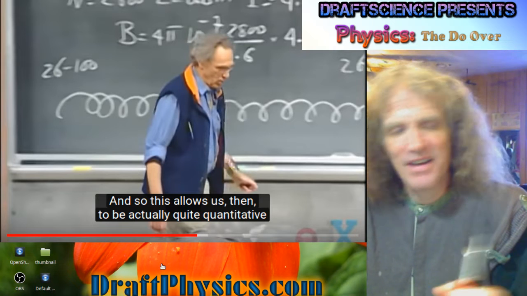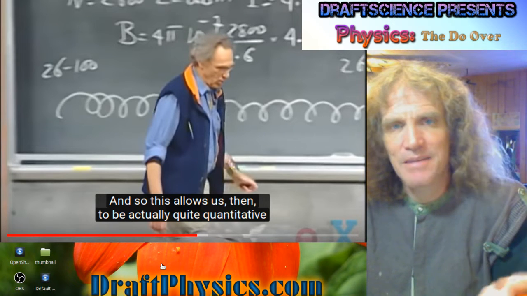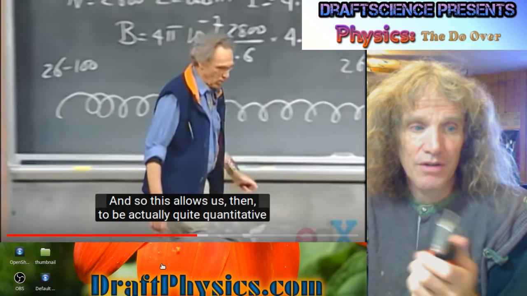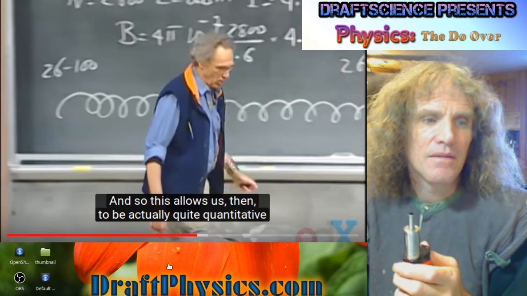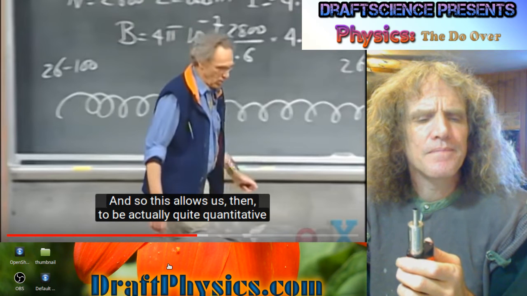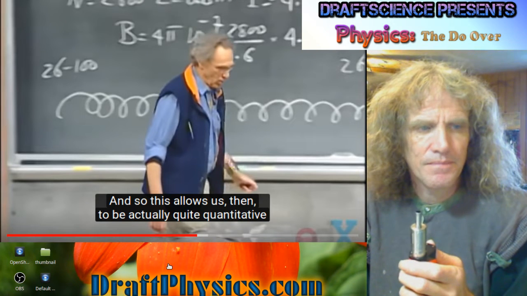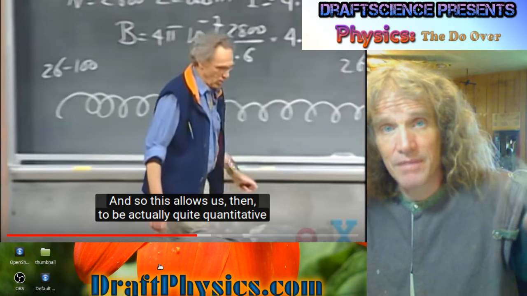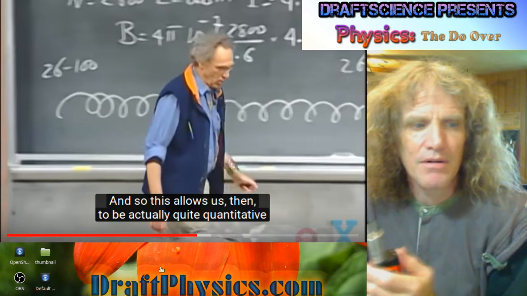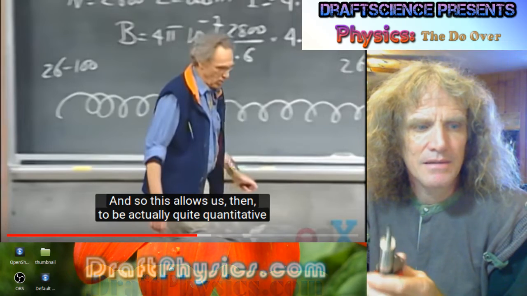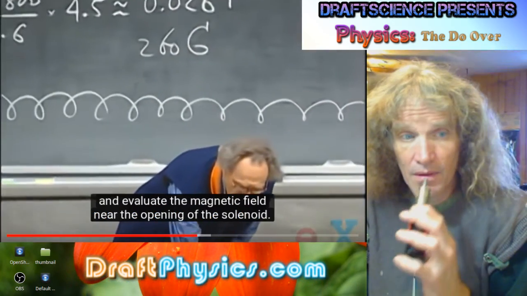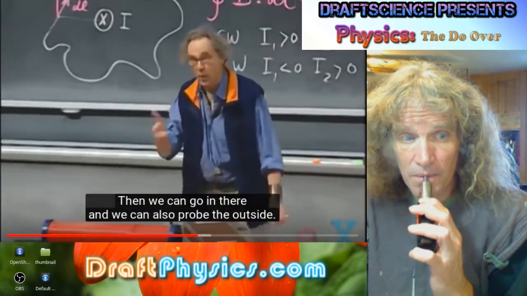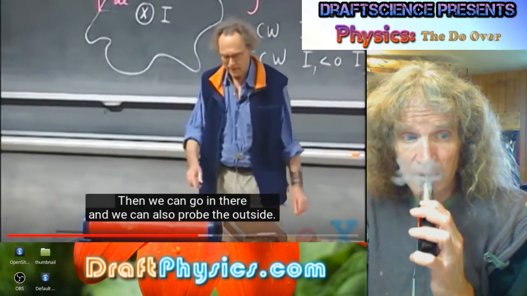You know, magnets. The only real way to detect magnetism is to basically probe it with charge or magnetism in some form. He doesn't tell what the core of this thing is made of, what the wire is wrapped around. Be a little curious what that is. Quantitative and evaluate the magnetic field near the opening of the solenoid. Then we can go in there and we can also probe the outside.